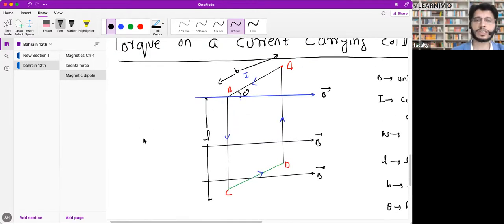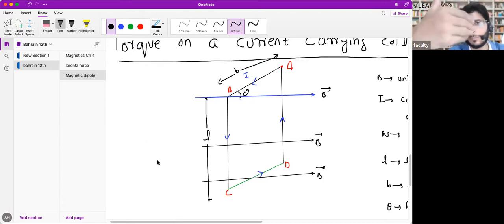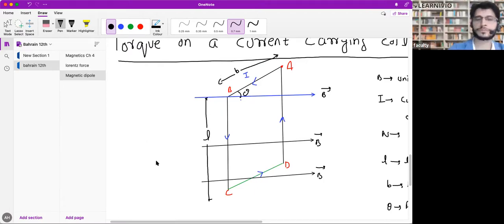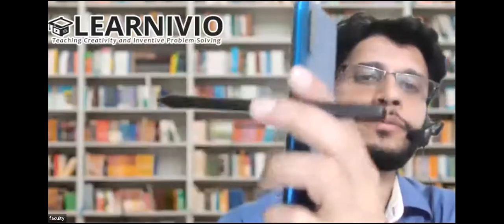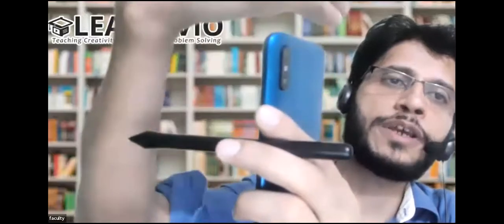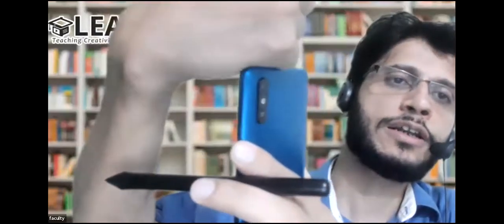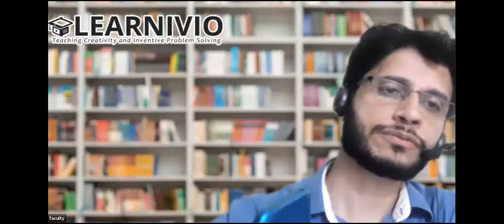To get the direction, apply the right hand thumb rule. Take your finger, place it along the current. If the coil is placed in this way, this is the coil, this is the magnetic field. Okay, this is the system. Current is going in this way. So I place my finger along the current and curl it towards the magnetic field, which is horizontal. So my thumb is going upwards.